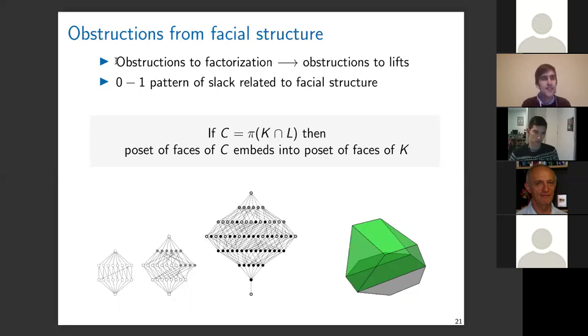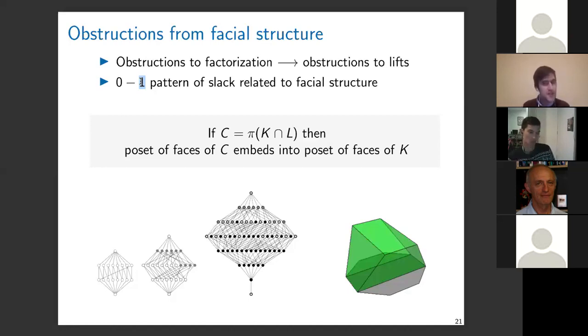And often instead of looking at all the information in the slack operator, I'll do something quite coarse. I might just look, for example, at the zero non-zero pattern of slack information. And one thing that turns out to be the case is if you look at where the slack matrix is zero and non-zero, that essentially tells you the incidences between extreme points and faces. So if you want to look at this coarse information from the slack matrix, you're essentially looking at the facial structure of your convex set.